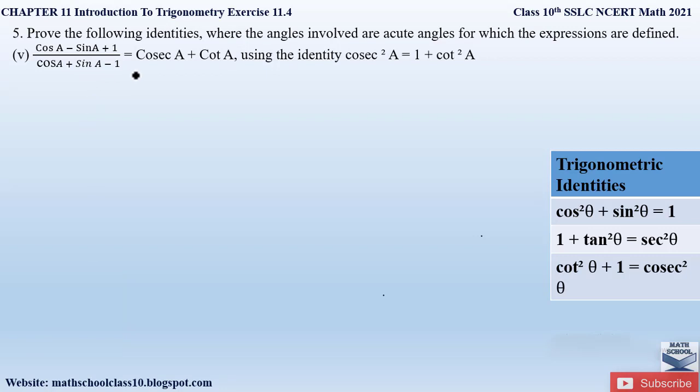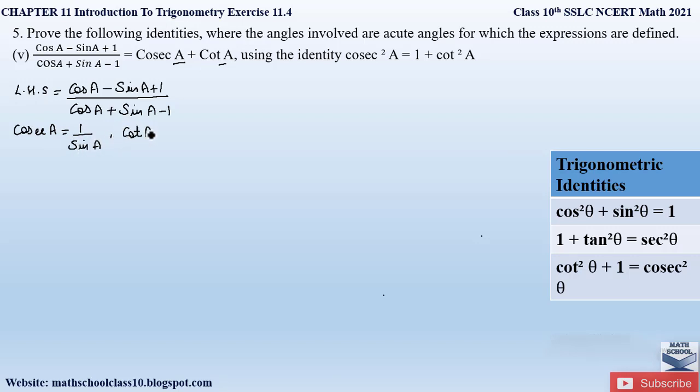These type of questions are a little confusing, so you have to practice these questions again and again so that you become thorough solving such kind of problems. Okay, so left hand side is given as cos a minus sin a plus 1 divided by cos a plus sin a minus 1. In the right hand side we have cosecant a and cot a. Cosecant a and cot a in terms of sine and cos can be written as 1 by sin a, and cot can be written as cos a by sin a, right?